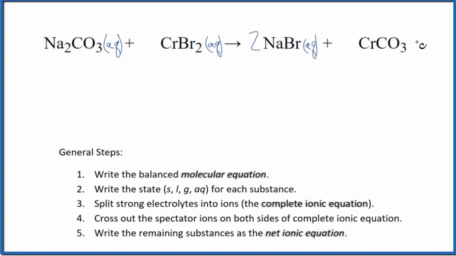Chromium carbonate, this is insoluble. It'll be a solid. What that means is it won't dissolve. It's going to fall to the bottom of the test tube as a precipitate when these two substances react. So this is a precipitation reaction.